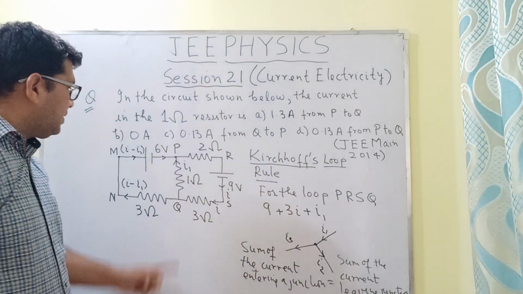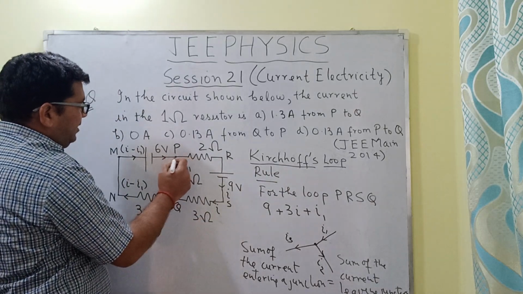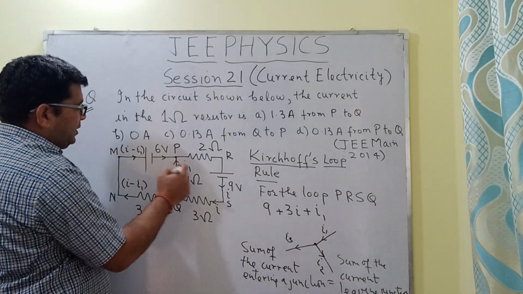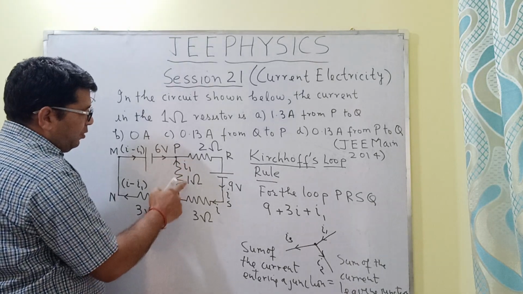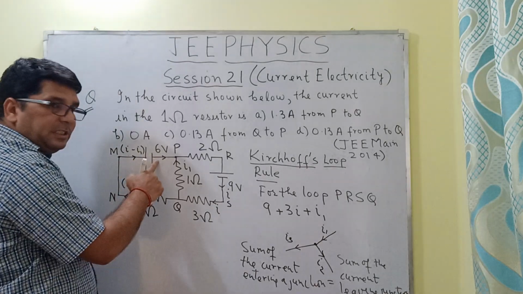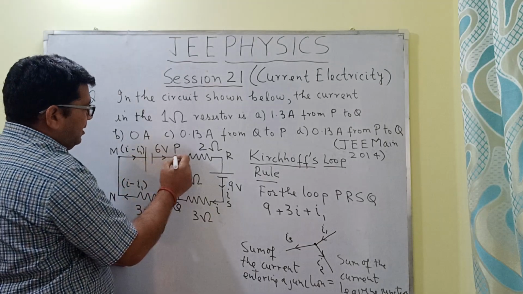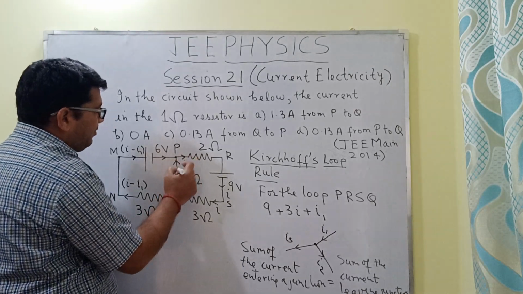So I will be using the Kirchhoff's junction rule. By using this rule, the current which is flowing through this 1 ohm resistor is I1, and the current which is flowing through this external EMF source is I minus I1. So these two currents meet at the point P, and finally what will happen?